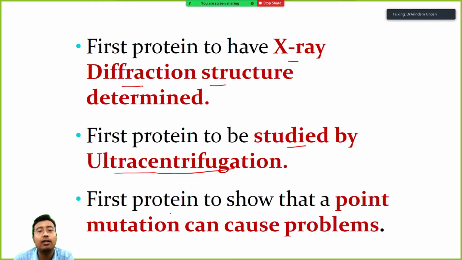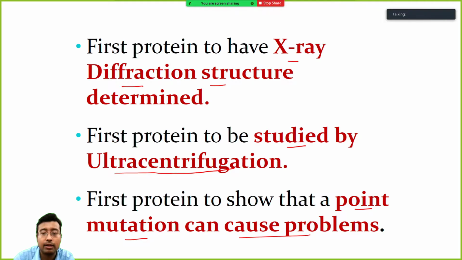So, again, the first protein to show that a point mutation can cause problems. From here the examiner can go into genetics as well. Or if the examiner is asking about mutation, he may ask a historical question about point mutation. What is the first protein that showed this whole thing? Then your answer will be hemoglobin. So, there are multiple things that can go back and forth from hemoglobin to various chapters.